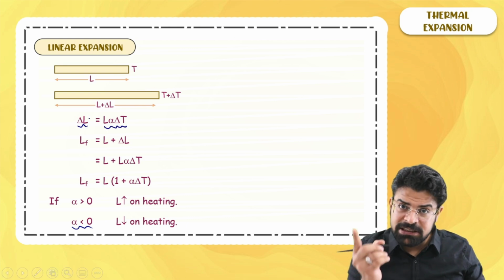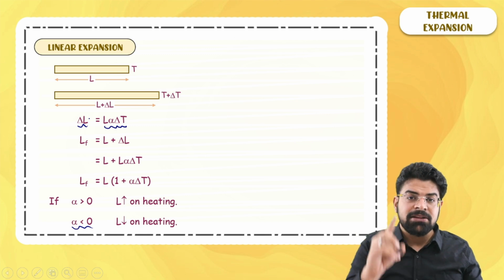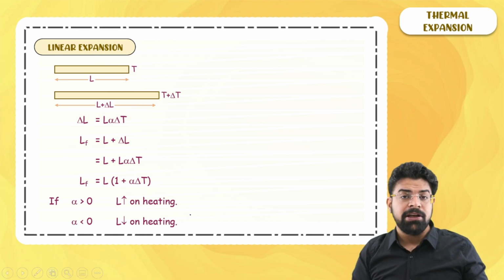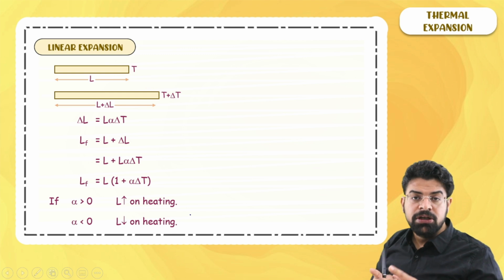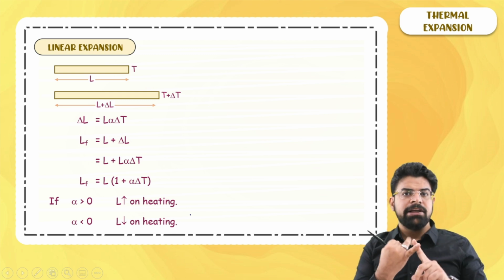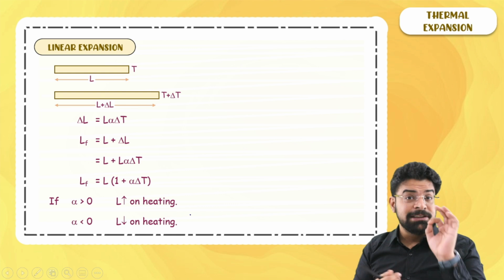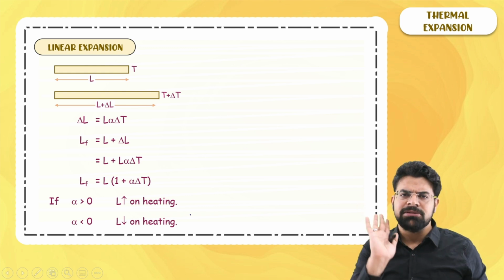And if the change in length is negative, it means that the length decreases on heating. So this is the meaning of alpha being positive or negative. If alpha is positive, on heating the length increases. If alpha is negative, then on heating the length decreases. Such a simple thing. Let's move on.